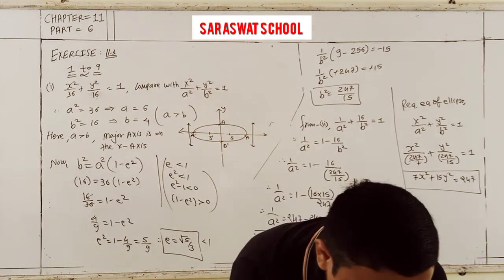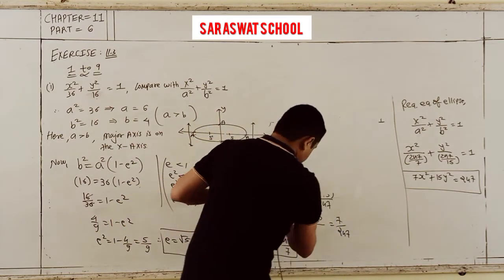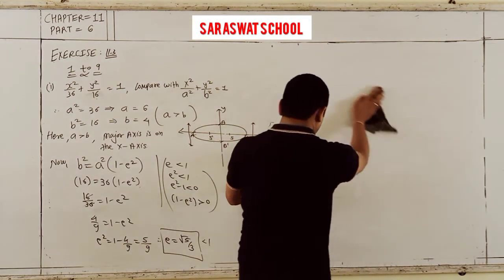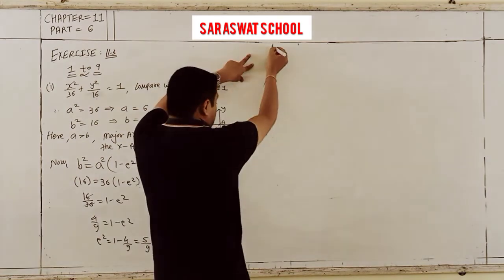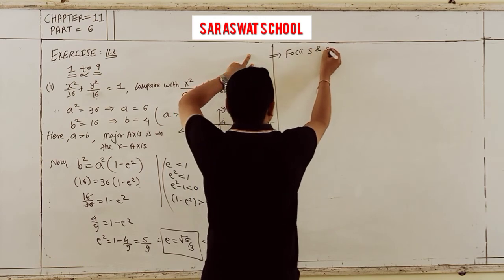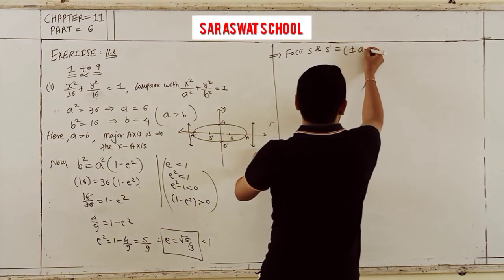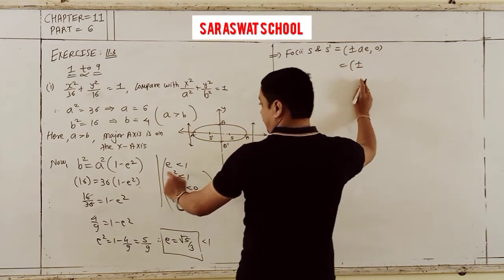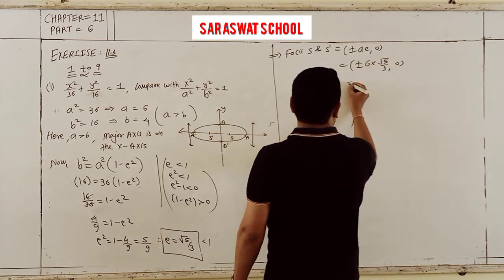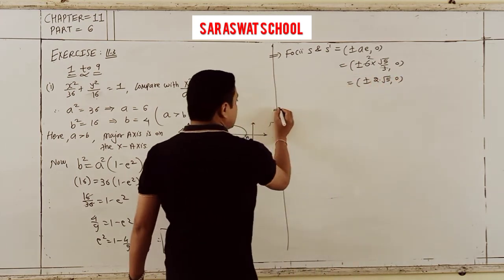Now we are asked first of all for our focus. One by one, respectively, I decide my answers. So the foci S and S dash: check, the major axis is on the x-axis, so plus or minus ae comma 0. What's your a? A becomes 6, e becomes root 5 by 3. So your answer is plus or minus 2 root 5 comma 0.